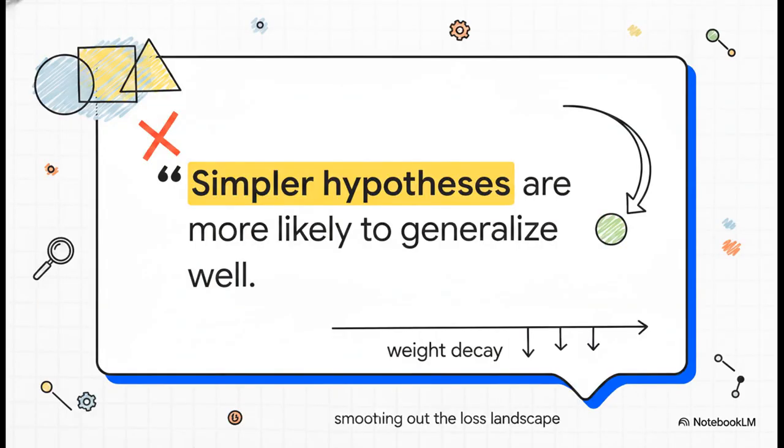So, the crucial point is Occam's razor. You've probably heard of this philosophical principle, right? It states that simpler hypotheses are more likely to generalize well. Well, weight decay is essentially the mathematical embodiment of Occam's razor. By heavily penalizing those massive weights, weight decay acts as a strict constraint. It forces the model to find a compact, simple solution. It restricts the optimizer's search space, which smooths out the loss landscape so our model's predictions remain rock solid and stable.